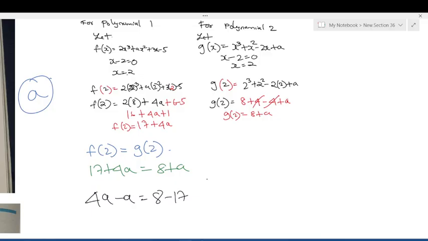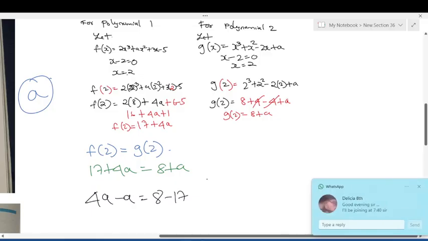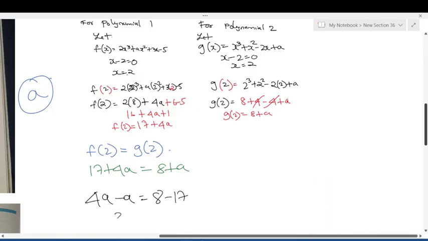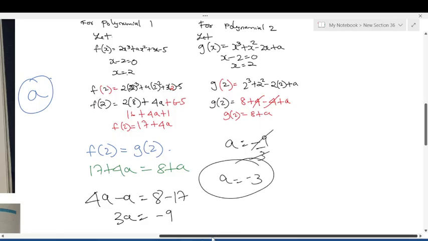What's the value of a, students? Minus 3. Others, let me know if you have got minus 3. 3a is equal to 8 minus 17, which is what? 8 minus 17 is minus 9. So a is equal to how much? Minus 3. a is equal to minus 9 divided by 3. Okay, we got the value of a, students.